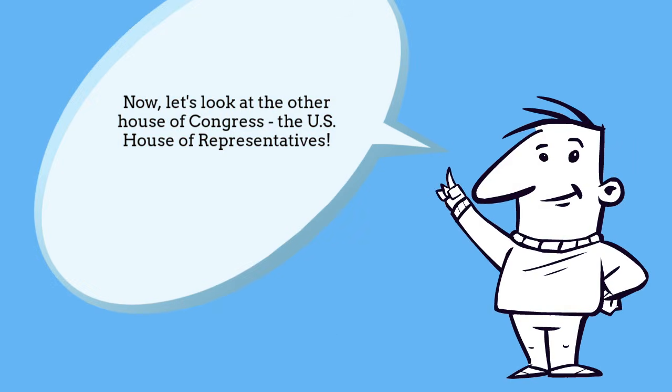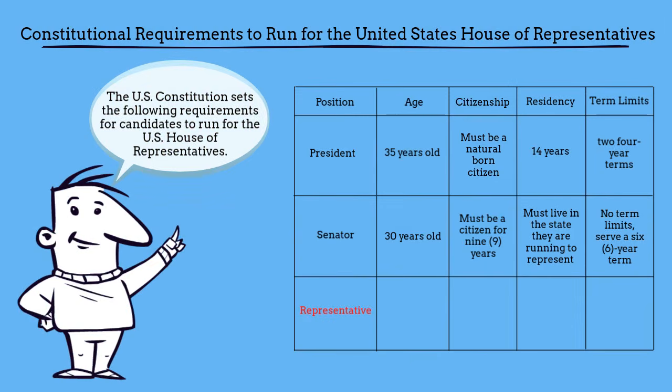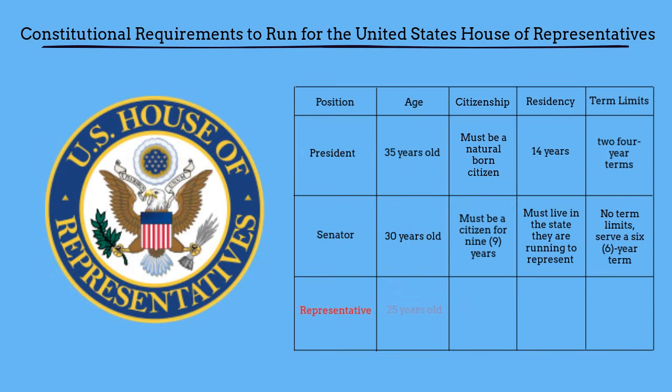Now let's look at the other House of Congress, the U.S. House of Representatives. The U.S. Constitution sets the following requirements for candidates to run for the U.S. House of Representatives. 1. A candidate must be at least 25 years old. 2. They must be a U.S. citizen for at least 7 years. 3. They must live in the state that they represent, but they do not have to live in the district they want to represent. And 4. They can serve an unlimited number of times for a 2-year term.